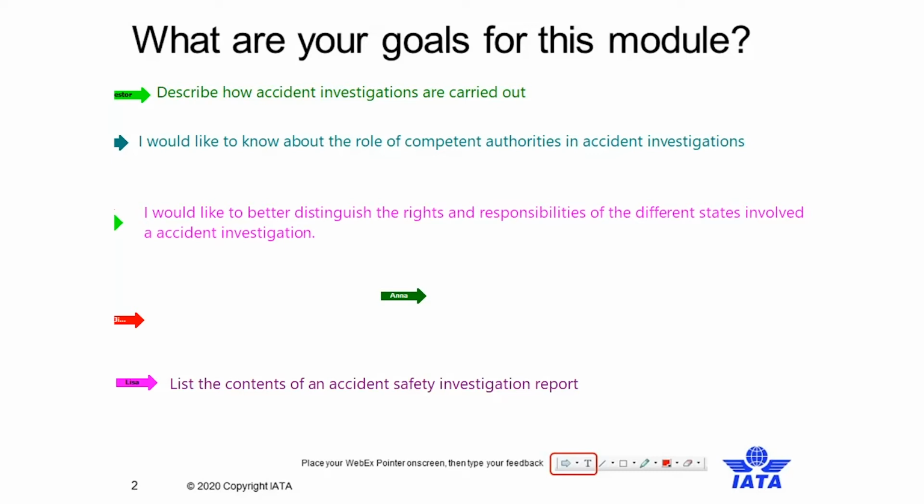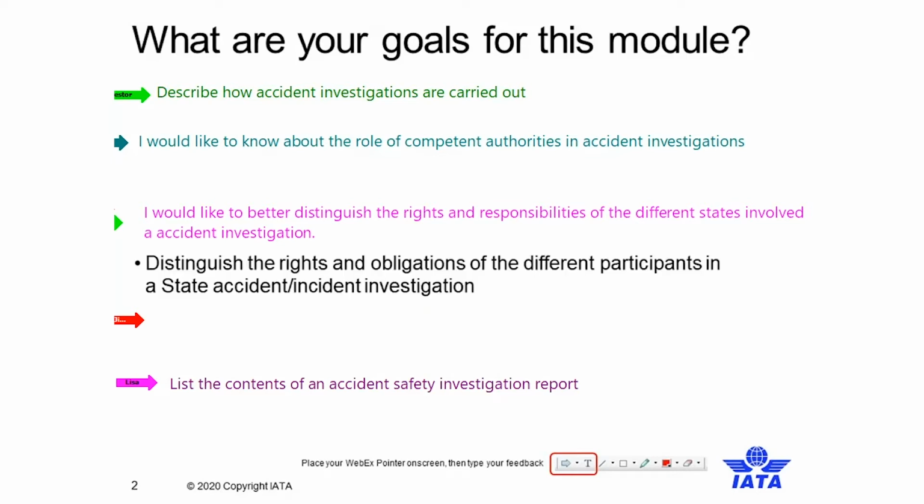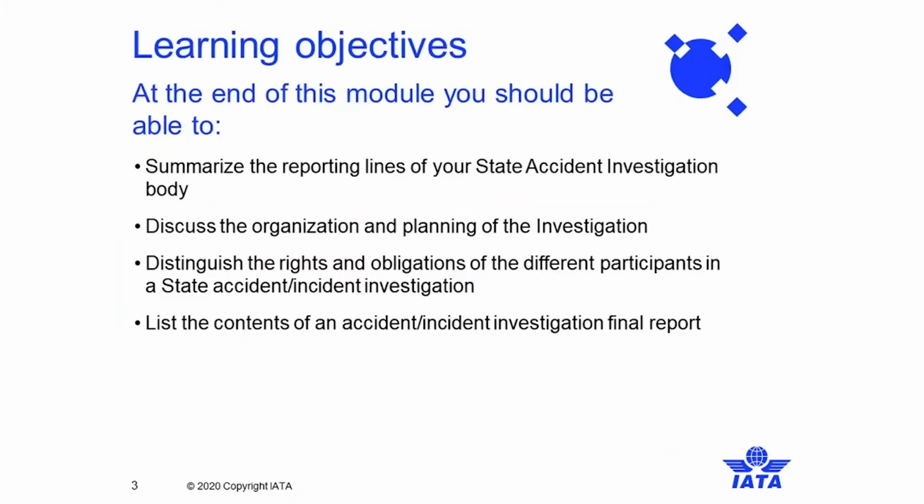I'm going to share with you some of the goals of this module. The first one is to summarize the reporting lines of your accident investigation bodies. So who do they report to? In the first place, when an accident happens, what body is set up to investigate the accident and who do they report to? And for example, the final report, where does it go to?